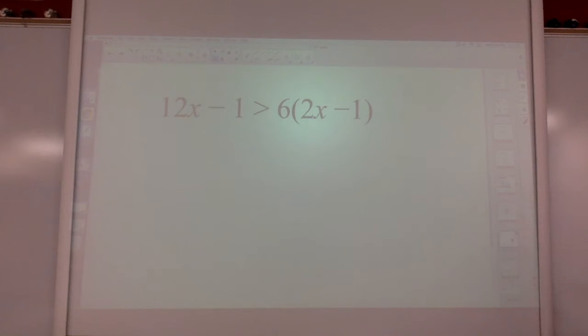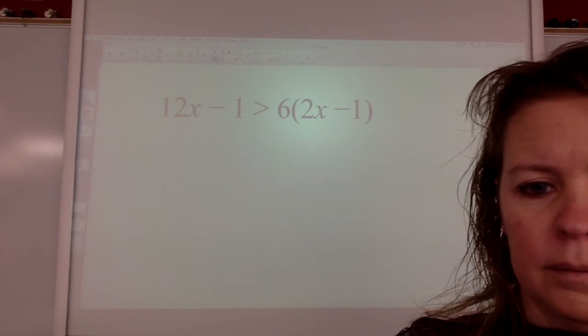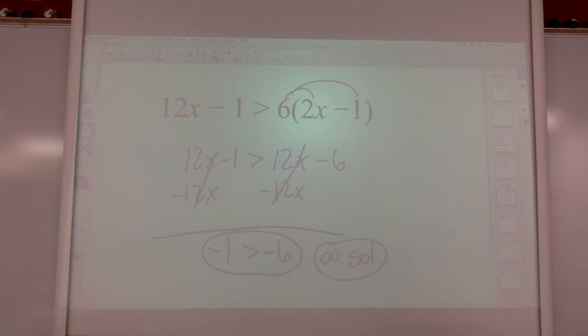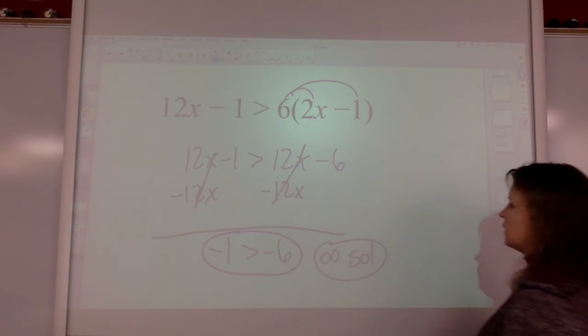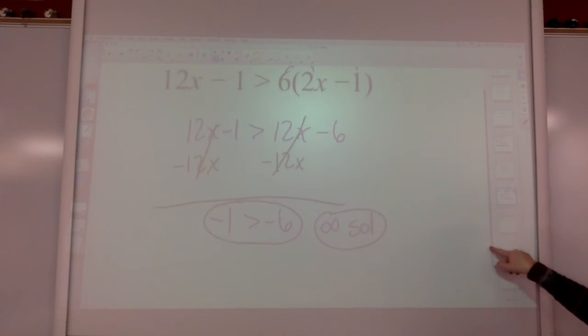Another example, 12x minus 1 is greater than 6 times 2x minus 1. Go ahead, pause the video and do this yourself. All right, you should be back from solving it yourself. Take a look at what I have. If you have the same thing, you did it correctly. If you don't, go back and look at it, see what went wrong. Negative 1 is always bigger than negative 6, so there's an infinite solution.